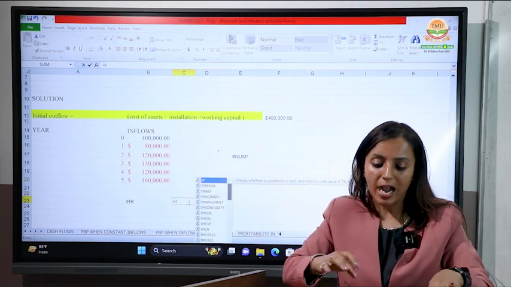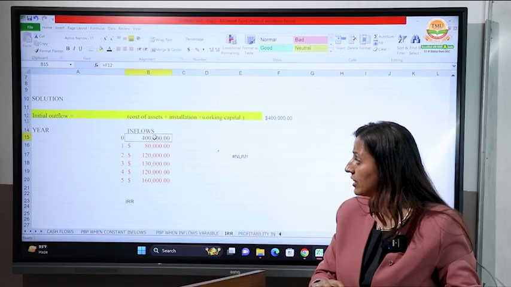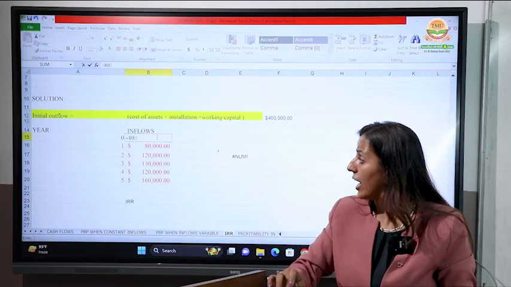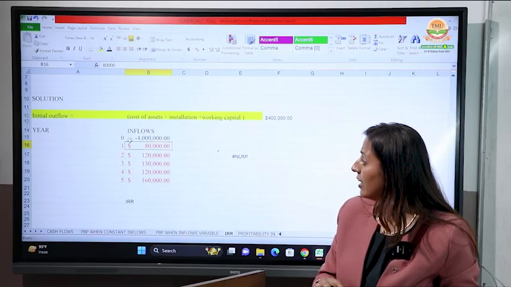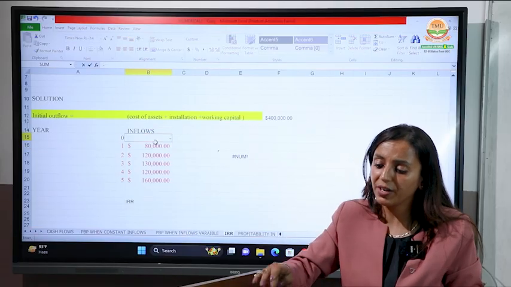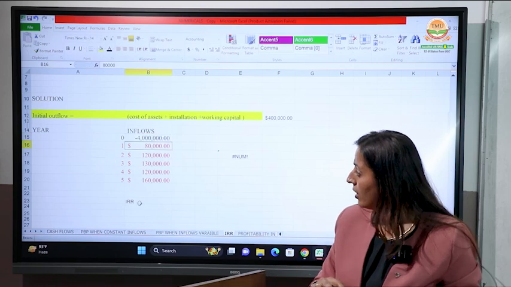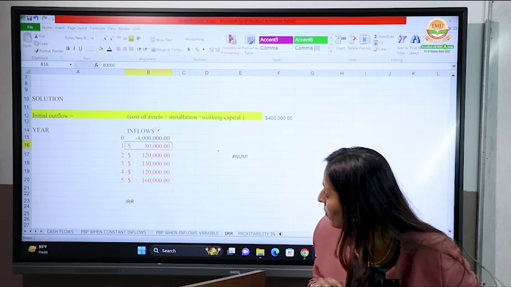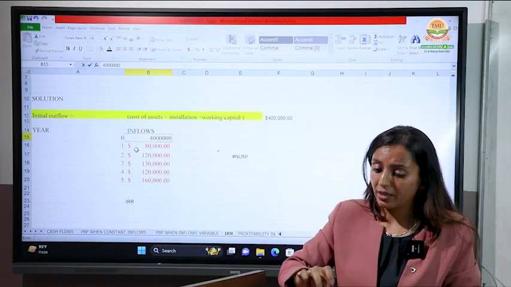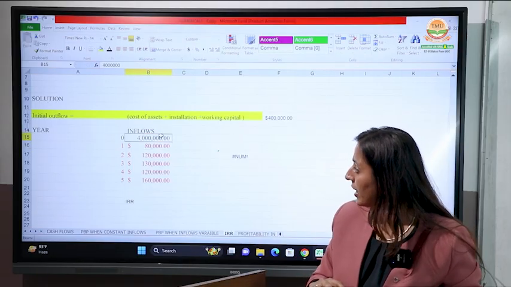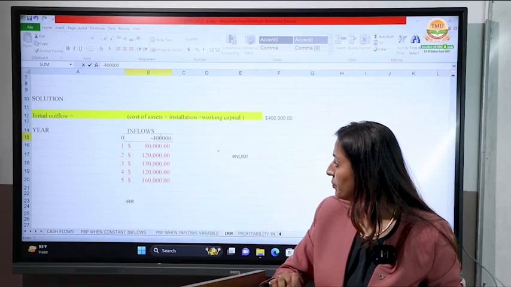Is equals to IRR, bracket, and then select. And remember, if you are investing 4 lakh rupees, then you have to show it with a minus sign. Otherwise, it indicates that you are getting money back, but we are not getting it. We are actually investing 4 lakh rupees. Right? Now it will be done. Now it's 4 lakh also. Okay. Now it is done, right? And put it as a minus. Minus sign should be there.